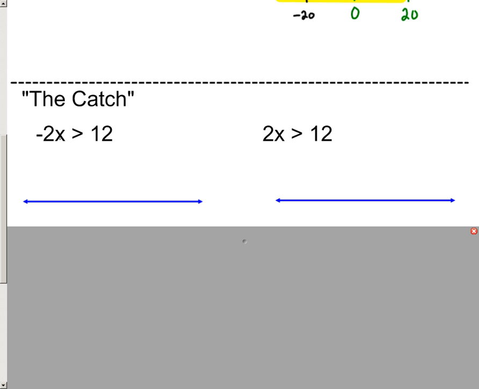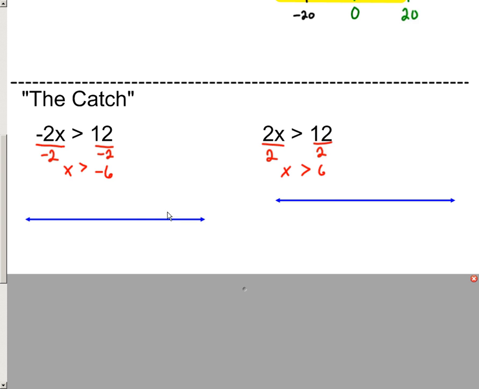Negative 2 is timesing the x, so we would divide by negative 2 on both sides. So from what we know, x would be greater than negative 6. Okay? Over here, it's positive 2 times x, so we would divide by positive 2 and divide by positive 2. And x would be greater than 6. So everything looks like it's going okay, and that's fine. There's no reason to make this more difficult than what it needs to be.